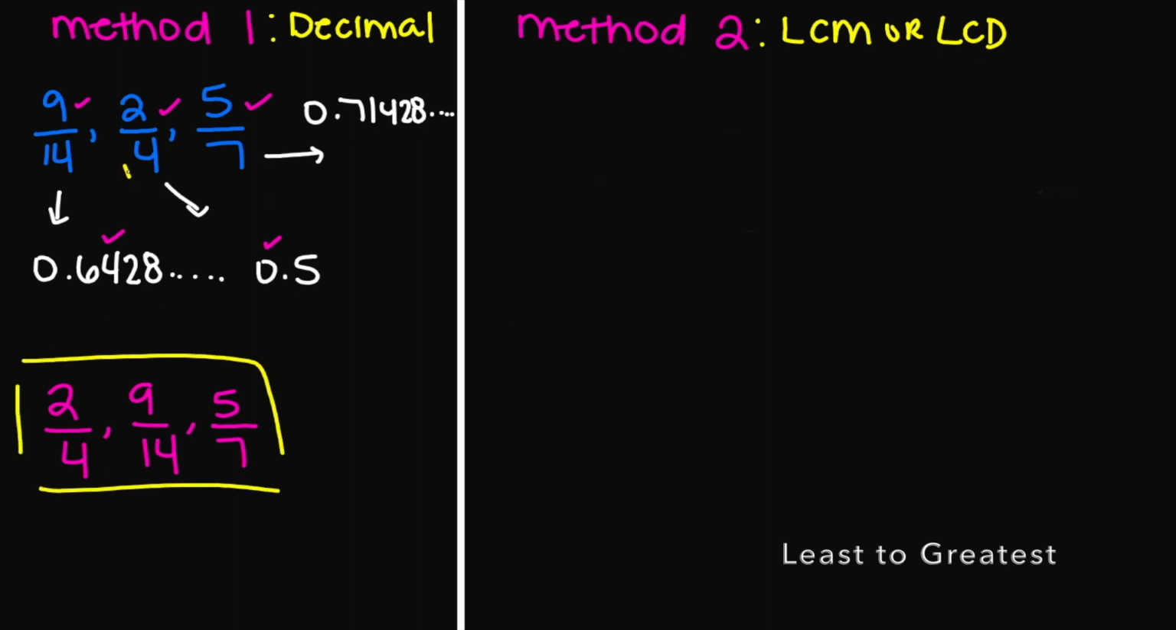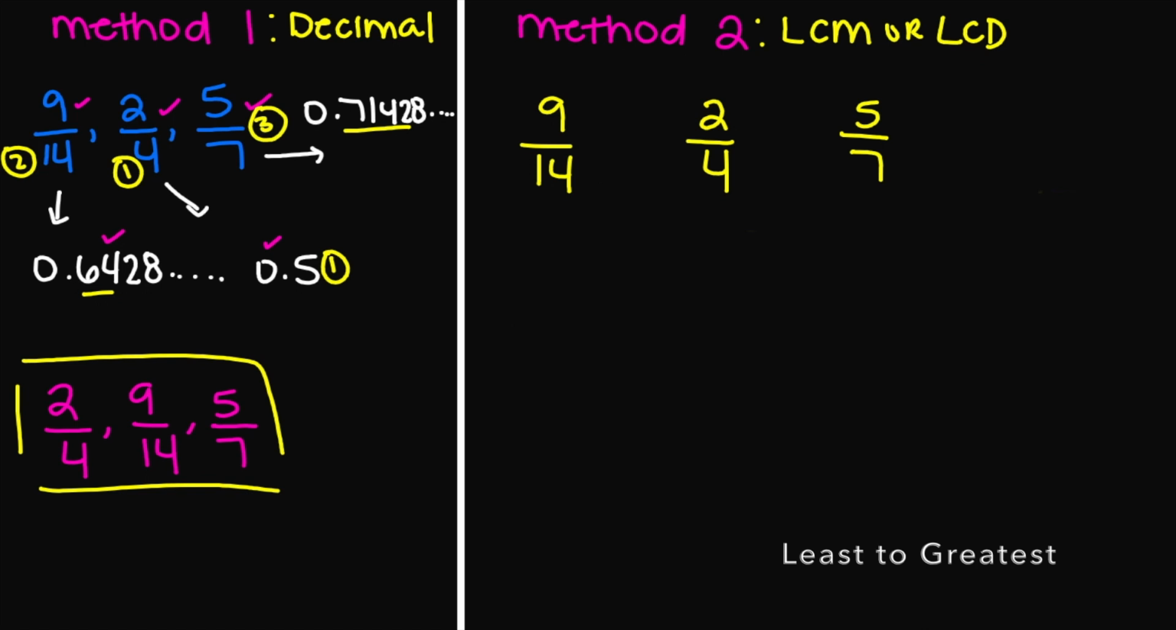Remember, this is the first right here. This decimal is first. Then we use the 9 over 14. This is the next decimal, which is this fraction here. And then we use this other decimal here, the last one, for my 5 over 7. So now let's look at method number 2. We're going to list the multiples of 14, 4, and 7.